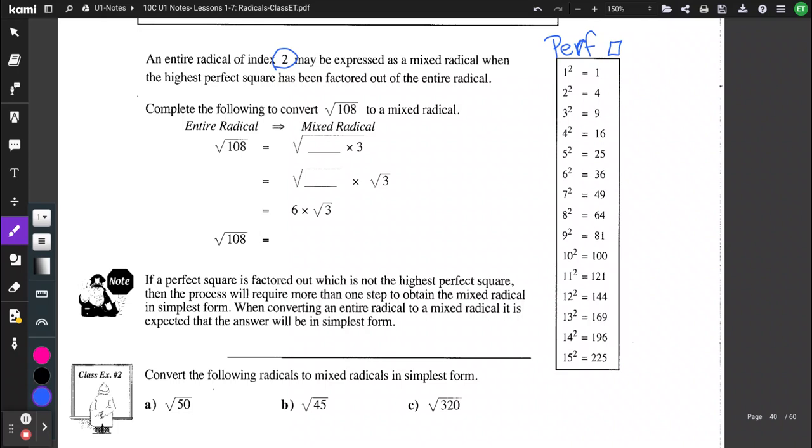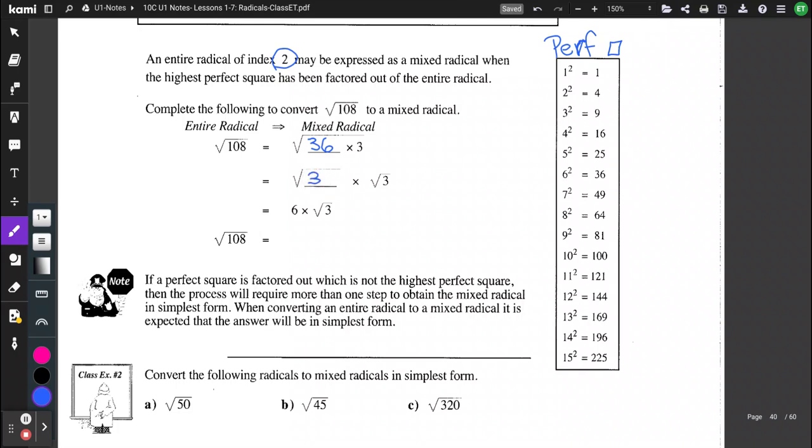The number 108. Well, it tells us it divides by a 3. And then they end up with a 6 out front. So if a 6 came out front, that tells me if this came out front, what was underneath? A 36, the perfect square. So that means 108 is 36 times 3. So now I separate my roots.